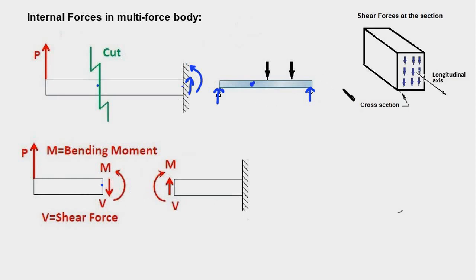Here is a diagram showing the tiny shear forces spread all across the cross section of a beam which has been cut at, let's say, this point, and notice that the shear forces are tangent to the cross section of the beam. They are perpendicular to the longitudinal axis, and all these tiny forces acting over the entire area of the cross section add up to a single shear force that we show as a shear force in our free body diagram.